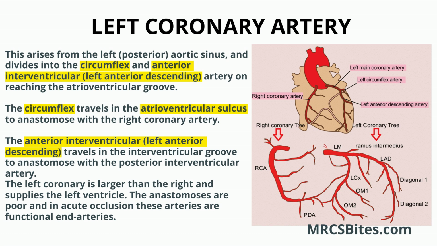The anterior interventricular (left anterior descending) travels in the interventricular groove to anastomose with the posterior interventricular artery. The left coronary is larger than the right and supplies the left ventricle. The anastomoses are poor, and in acute occlusion, these arteries are functional end arteries.